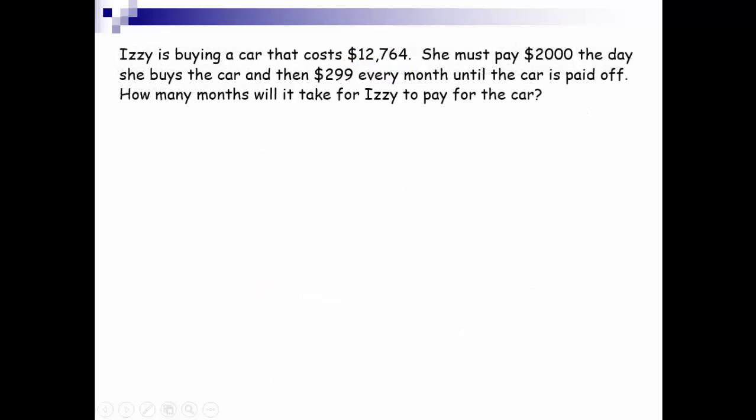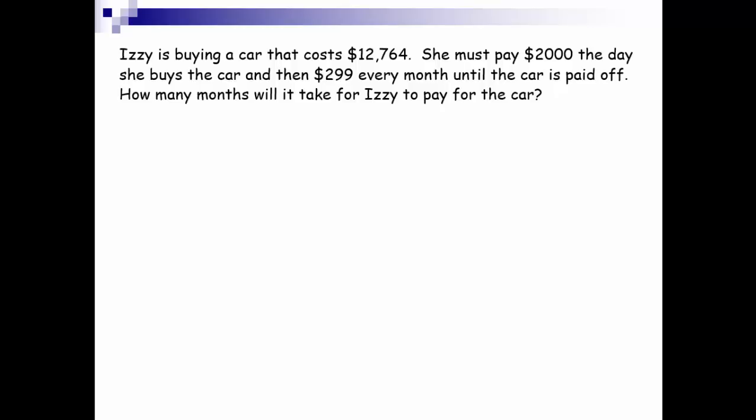Let's take a look at the last one. Izzy buys a car that costs $12,764. She must pay $2,000 the day she buys the car and then $299 every month until the car is paid off. This is what happens when you buy a car. You put a certain amount of money down, for instance, $2,000, and then every single month you have to pay until the car is paid off. How many months will it take Izzy to pay for the car?